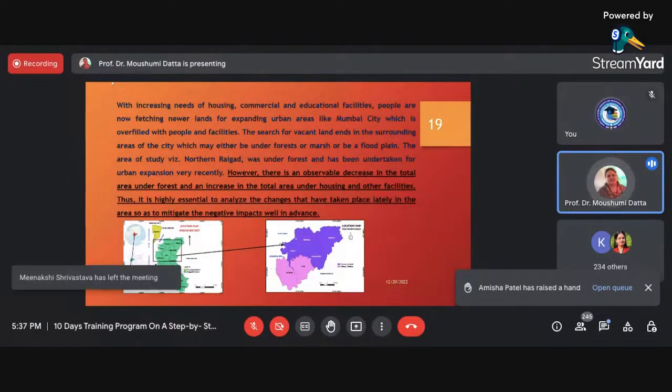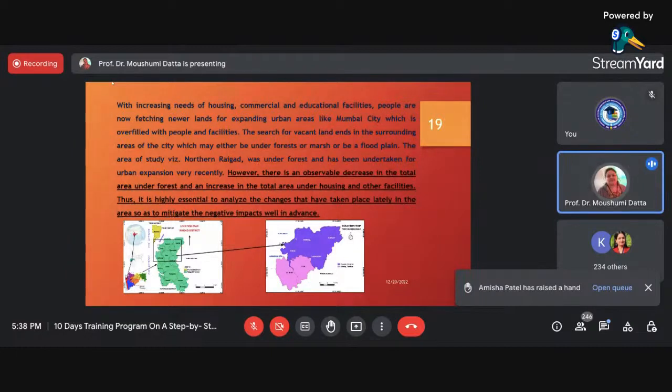Raigad district is not very far from main Mumbai. Now what is happening? In Mumbai, the price of land is very, very high, so many people are moving out of Mumbai. Raigad is a place where many people from Mumbai have gone and settled. Recently there is an increasing need of housing, and of land for houses, for shops, for colleges. So people keep on buying land in the Raigad area.